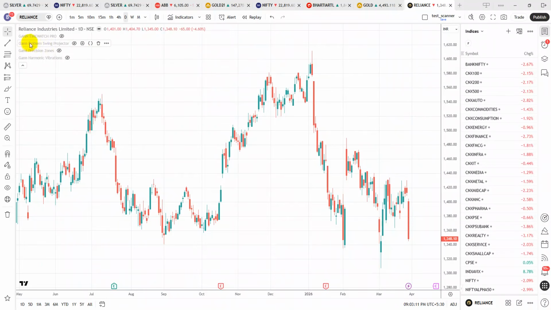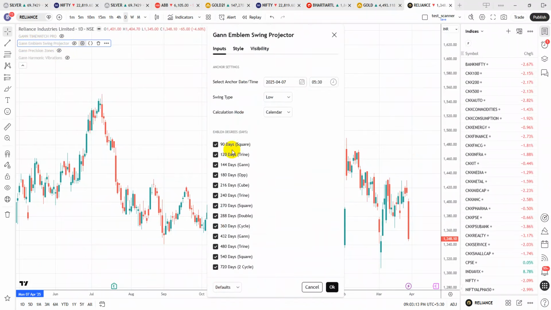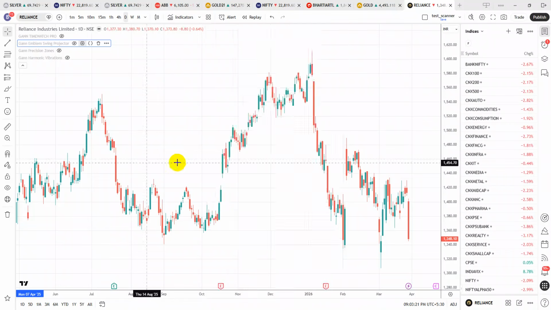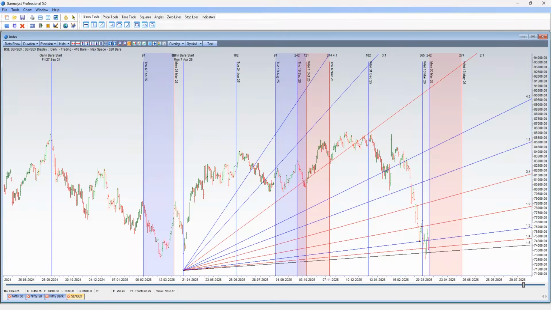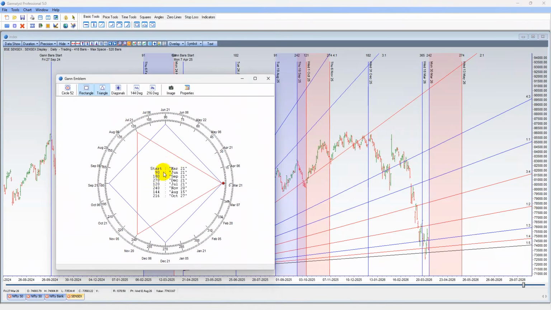Now the basic time cycle which Gann used to follow was square, triangle, opposition. He was an astrologer per se. So basically 90 degrees is square. And this we can very well see in his Gann emblem also. If you go to tools, Gann emblem, it will come something like this: 90 degree, 180 degree, 270 degrees.